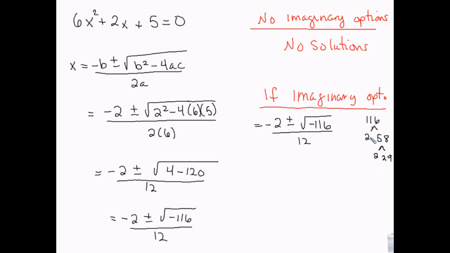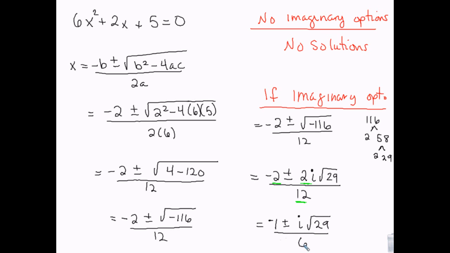Okay, I can pull out a 2. And I pull out an i. The i is taking the square root of the negative. And I leave the 29 behind, and I have a 12. And 2 and 2 and 12 will all divide by 2. So I get negative 1 plus or minus i times the square root of 29 over 6.